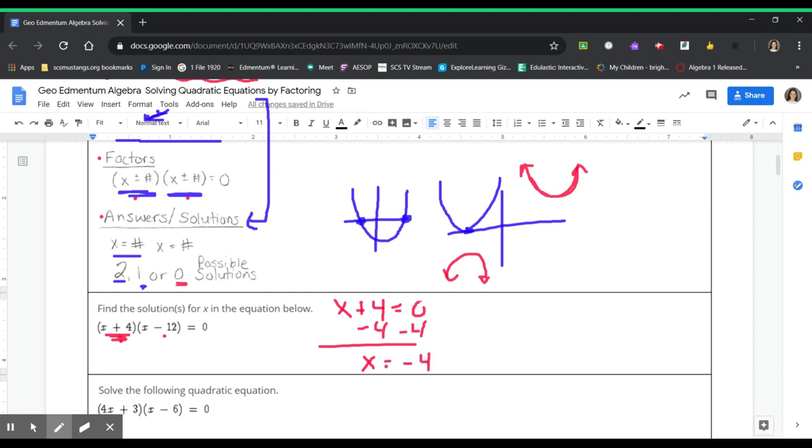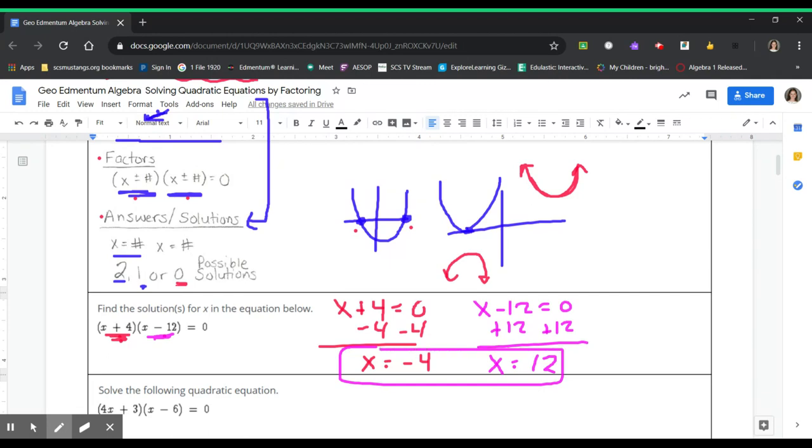And like I said, there's always that possibility for 2, and that's where the second binomial comes in. You're going to take this one, set it equal to 0. x minus 12 is equal to 0. Add 12 to both sides, and end up with x is equal to positive 12. So our parabola is going to touch the x-axis at x is equal to negative 4 and x is equal to 12. And that's what it's asking for when it's looking for those solutions. Where does that parabola touch the x-axis?